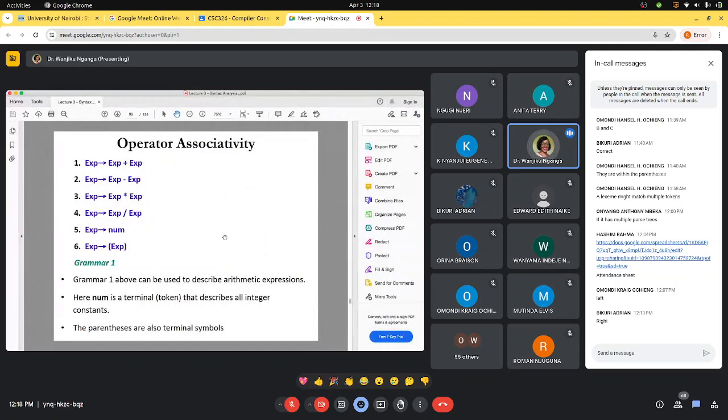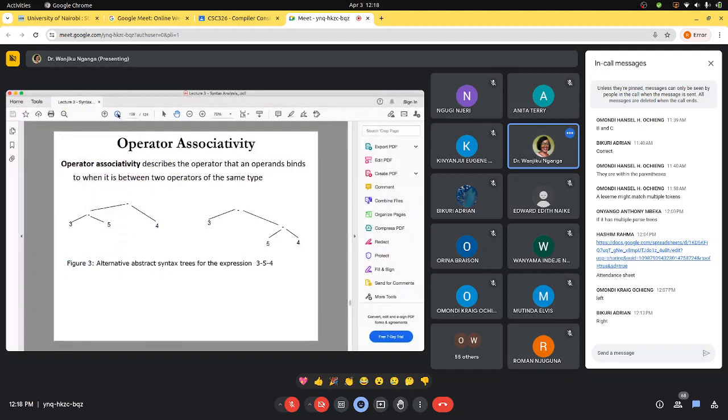So let's look at an example of operator associativity. We have this grammar with 6 productions: plus, times, minus, division, etc. We're using this grammar to describe arithmetic expressions, and num in this case just describes all integer tokens. Our parentheses are also terminal symbols. Operator associativity describes the operator that an operand binds to when it is between operators of the same type.